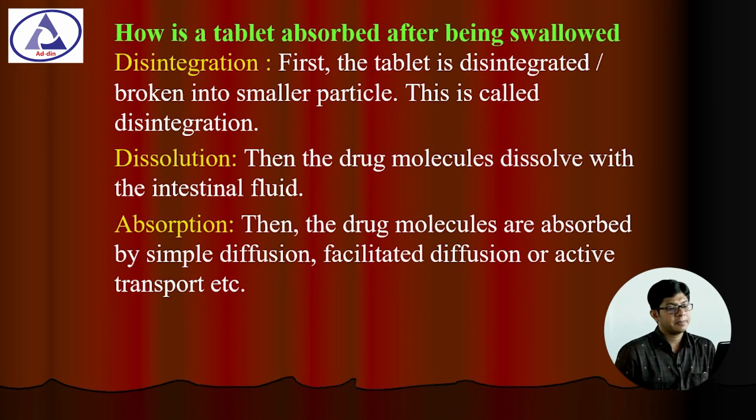How is a tablet absorbed after being swallowed? Number 1, disintegration. First, the tablet is broken into small particles. This is called disintegration. Then dissolution: the drug molecules dissolve in the intestinal fluid. Then absorption: the drug molecules are absorbed by simple diffusion, facilitated diffusion or active transport.